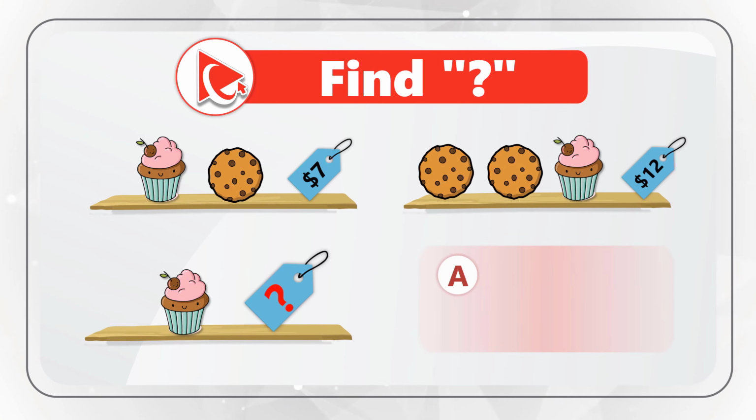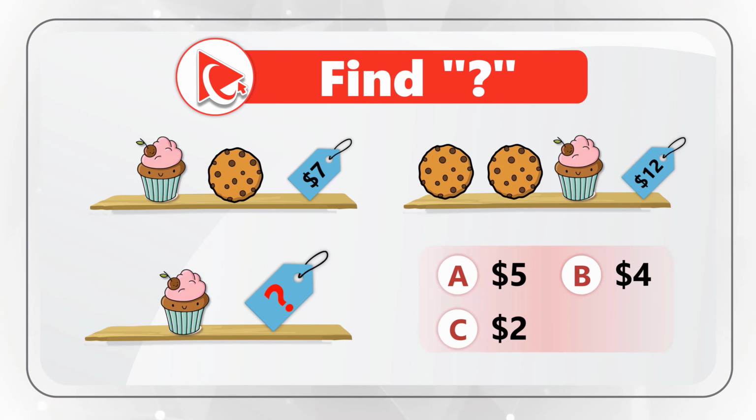of 4 possible choices. Choice A, $5. Choice B, $4. Choice C, $2. And last but not least, choice D, $3. Take a close look to see if you can come up with the answer. Did you figure it out?